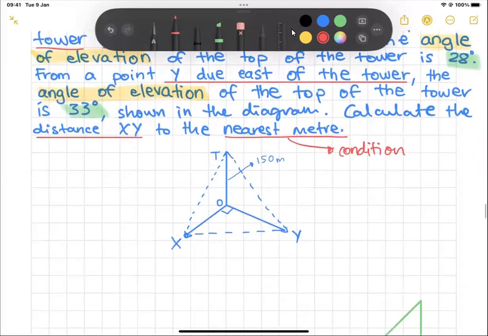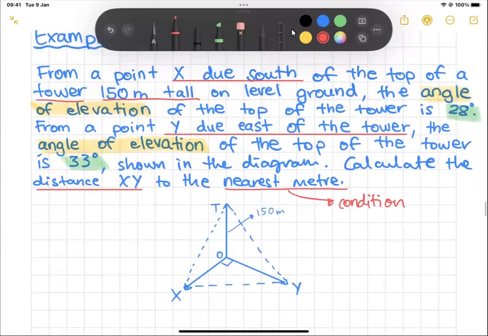All right, let's start. They've given you a diagram. When it says X due south, it basically means that if we put an X cross shape at the top of the tower, this will be north, this will be east, west, and south. That's what it means to be due south or due east of the tower. So starting from the top of the tower, looking across, this will be north here, this will be south, west, and east. So let's get started on the question.